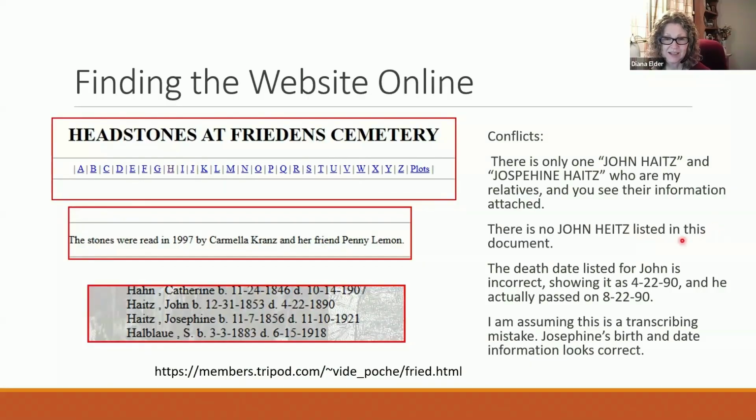Now, another challenging thing is the death date for John. The person submitting this question said that it's incorrect because there's the belief that he died on August 22nd, 1890, but the death date here says that he died on April 22nd, 1890. So we've got a 4 versus an 8. So that's a bit of a conflict, and we can assume it's a transcribing mistake. Josephine's birth and probably death information look correct.